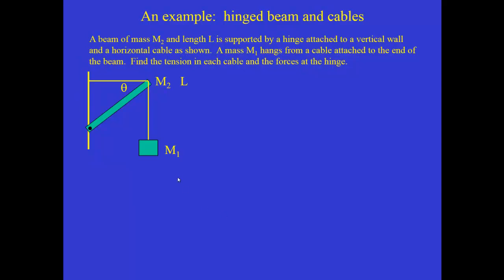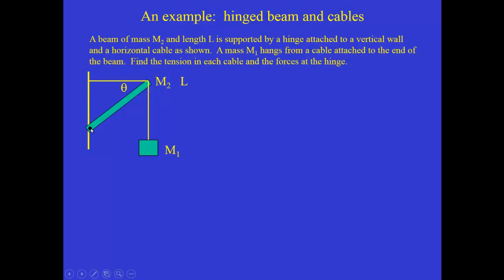So here's an example, a very typical example that you'll see in homework problems. Imagine that you have a rectangular beam that has mass m2 and length L, and it's supported by a hinge that attaches it to the wall. And so there's a horizontal cable that also attaches it to the wall, but imagine that we have a second mass m1 that's hanging from a cable attached also at the end of the beam. So what we want to do is find the tension in each of the two cables and also the force that's supplied at the hinge.